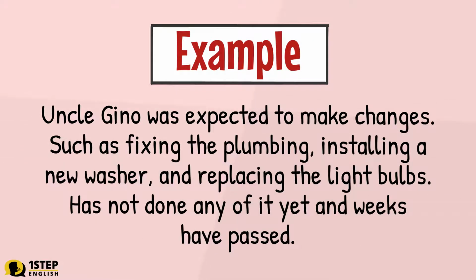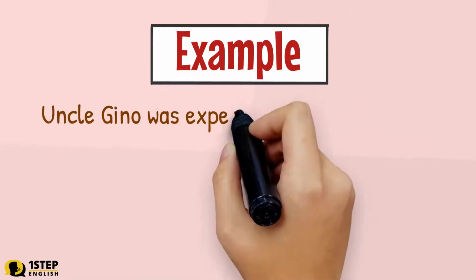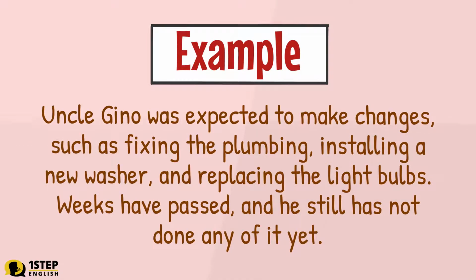For example, Uncle Gino was expected to make changes, such as fixing the plumbing, installing a new washer, and replacing the light bulbs. Has not done any of it yet and weeks had passed. Since the sentences are unclear, you need to rewrite it. Uncle Gino was expected to make changes, such as fixing the plumbing, installing a new washer, and replacing the light bulbs. Weeks have passed, and he still has not done any of it yet.